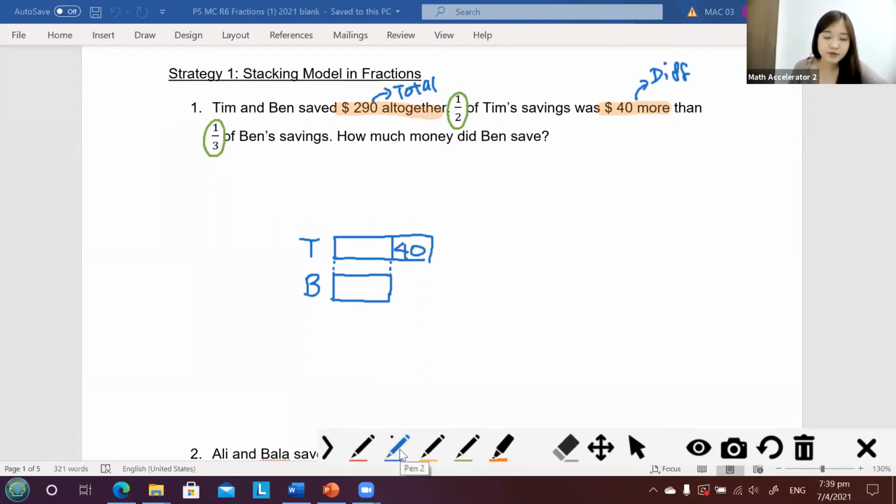Now, you have to ask yourself, this model, is it really the total amount of money, the amount of savings that Tim has? What did you just draw? You drew half of Tim's savings, which is $40 more. So in order for us to have the entire savings for Tim, this is only half. We will need to stack it up and draw in the other half. So stack up your model.